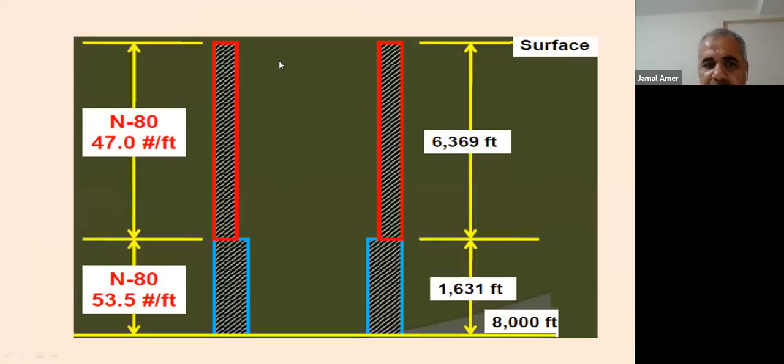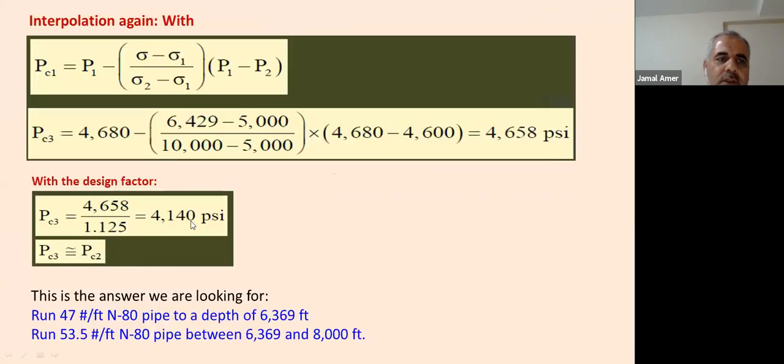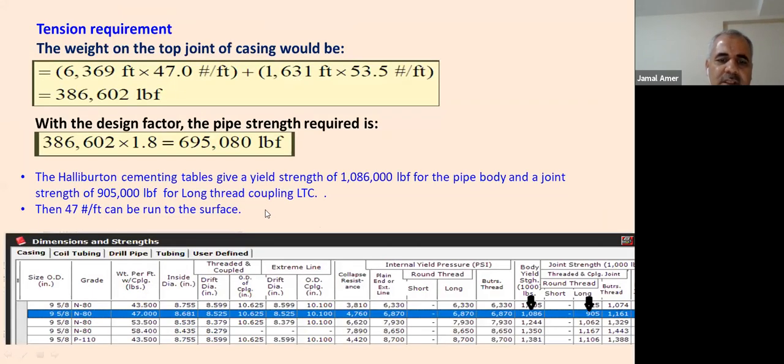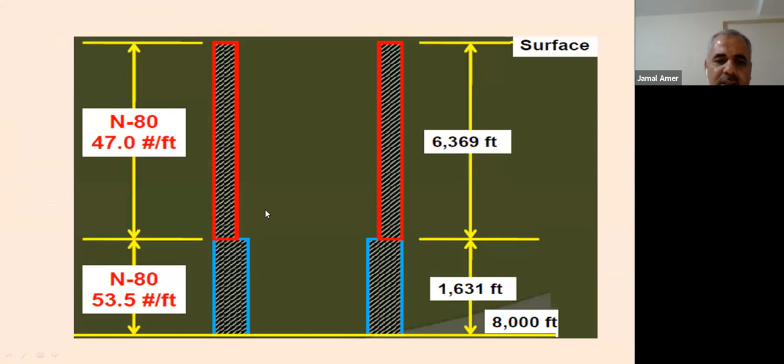See, it will be like that. At the final selection, it will be in this shape. So from the surface to the depth of 6,369 feet will be in N80 47. So this N80 47 can withstand load up to this depth only. How do we calculate it? It's easy. How do we find this depth? As I told you, it's by these equations. It's very easy, not that much.